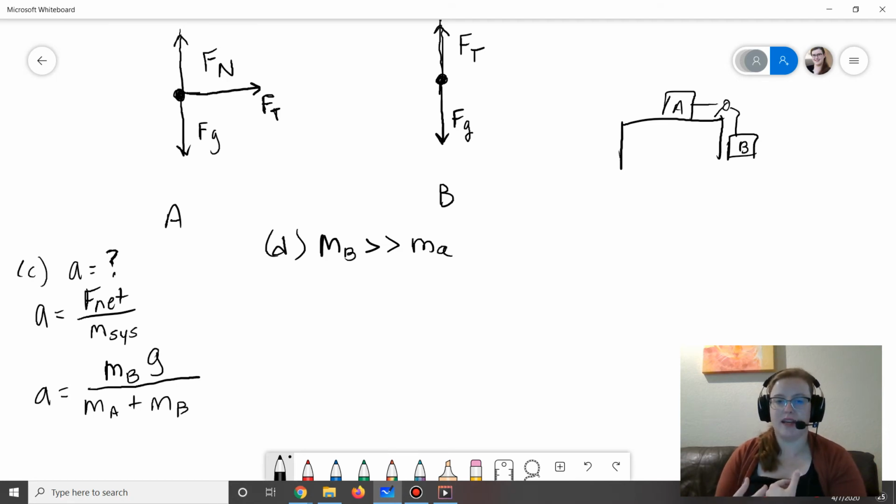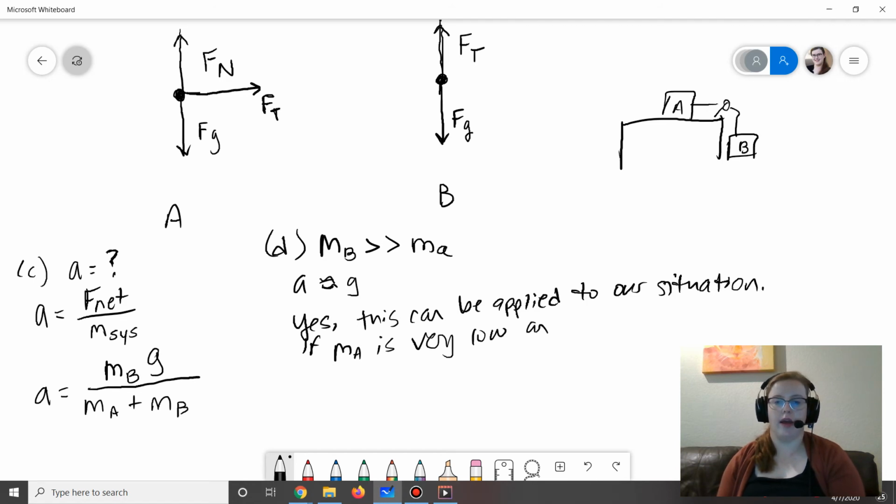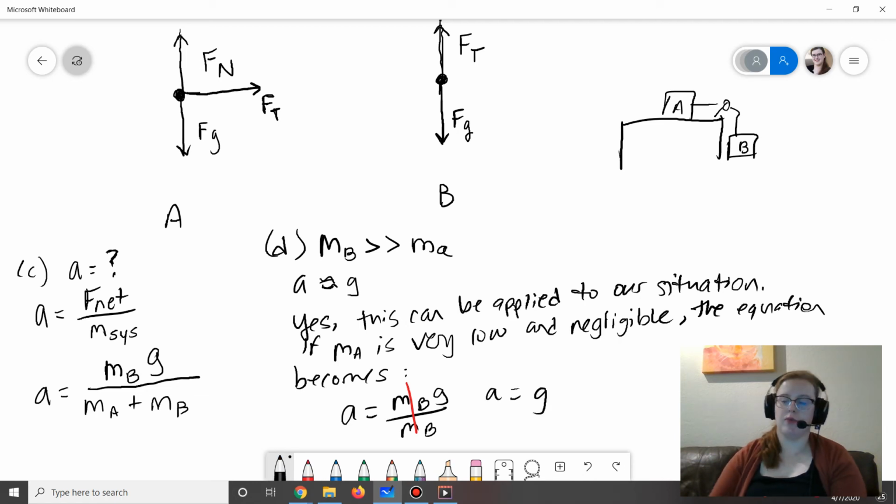Now, that's not the approach that I would take, because we already proved in A2 that the acceleration of the system would be very, very close to g. So we're going to go ahead and address that. We said on that one the acceleration of the system is approximately g. So I would say yes, this can be applied to our situation. And that's because if the mass of A is very low and negligible, again, think of the ping pong versus the lead ball situation. The equation becomes, there we go. We just proved it with our derivation.